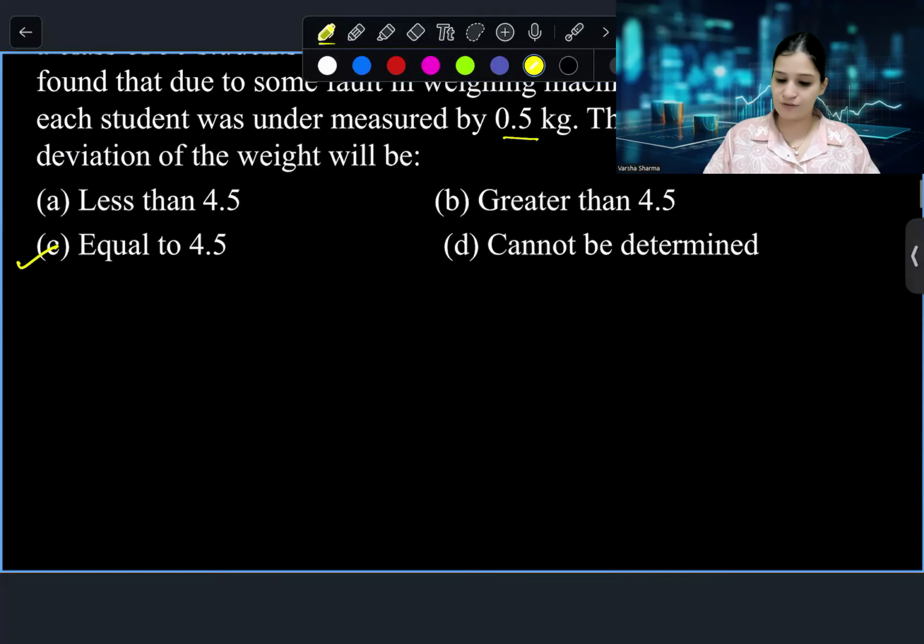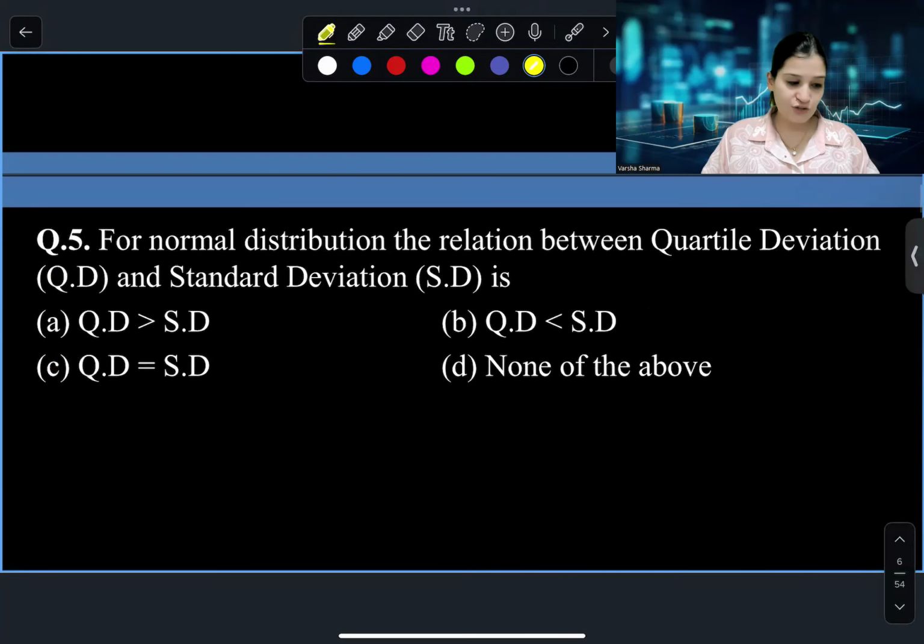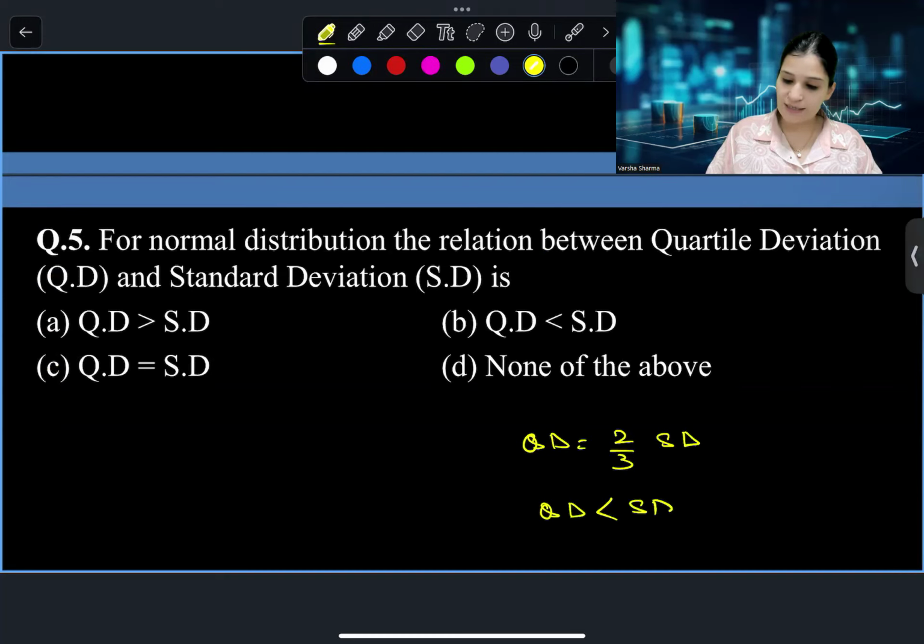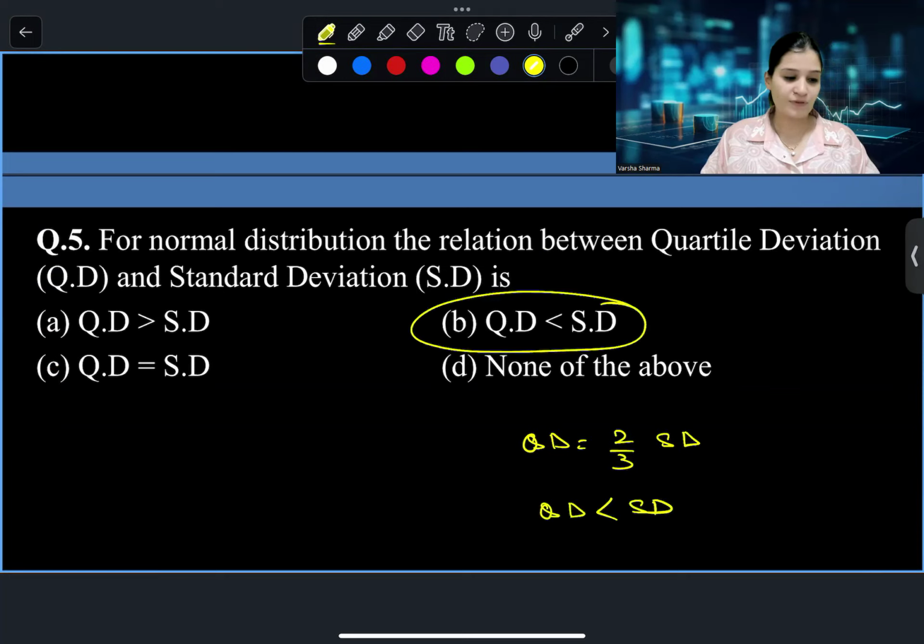It remains unchanged. For a normal distribution, the quartile deviation is 2/3 of the standard deviation. So quartile deviation is smaller than standard deviation.